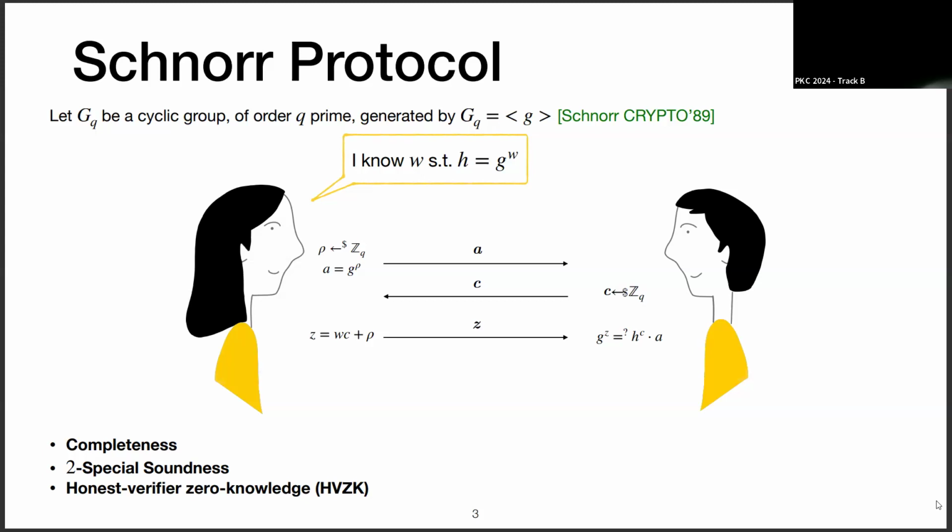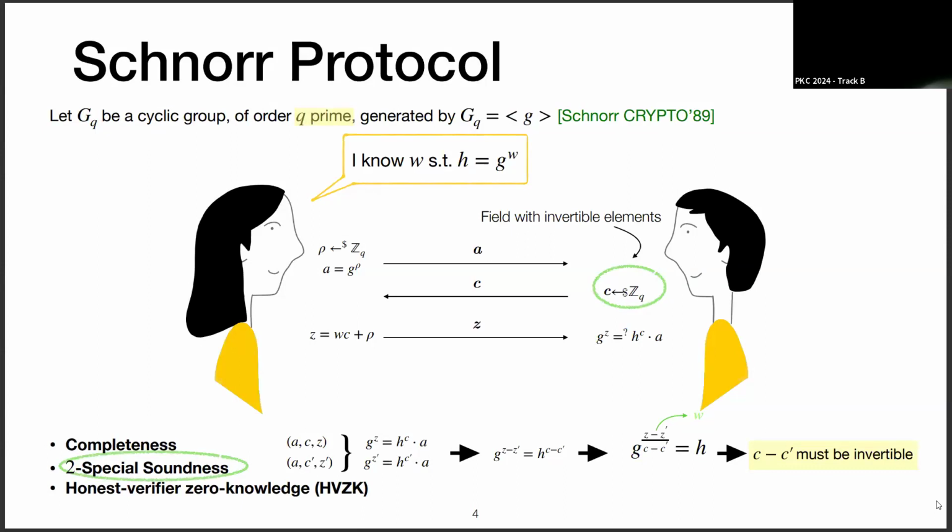So this protocol satisfies the three properties, and in particular has special soundness. This property is given by the fact that given any two different valid conversations for which the first message is the same, the witness can always be extracted. This extraction is made by the fact that we can divide by c minus c', which are the challenges. This extraction property relies on the fact that we are working over groups of prime order, and in particular, the challenges are in a field. So everything is invertible, right?